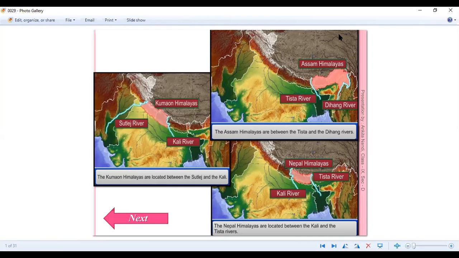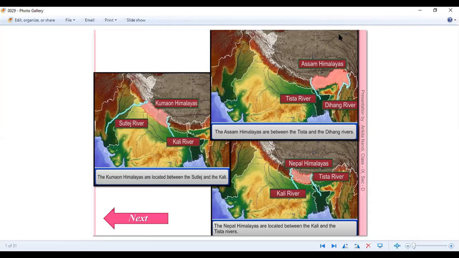Next comes the Nepal Himalayas. This section of Himalayas stretches between River Kali and River Tista. Then there is Mount Everest and Kanchenjunga, which are the two highest peaks of the Himalayas. They are located in this Nepal Himalaya section.